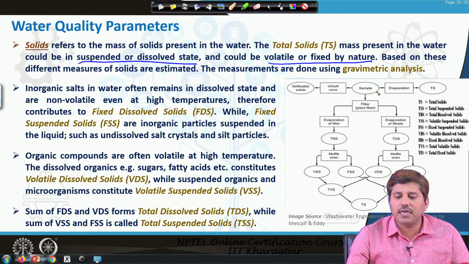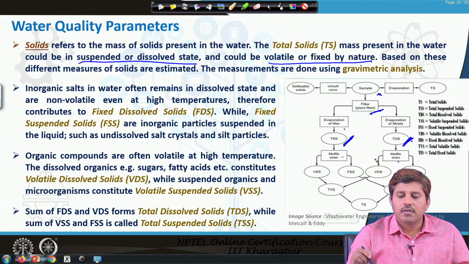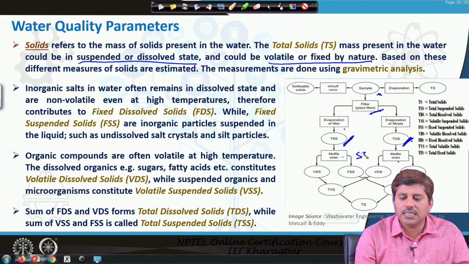So, if you have a water sample, we filter it with glass fiber filter paper. The amount retained on the filter is the total suspended solids, and the amount which has passed through the filter is the total dissolved solids. Then we put these in the oven, the muffle furnace, which is heated at 550 degrees Celsius.